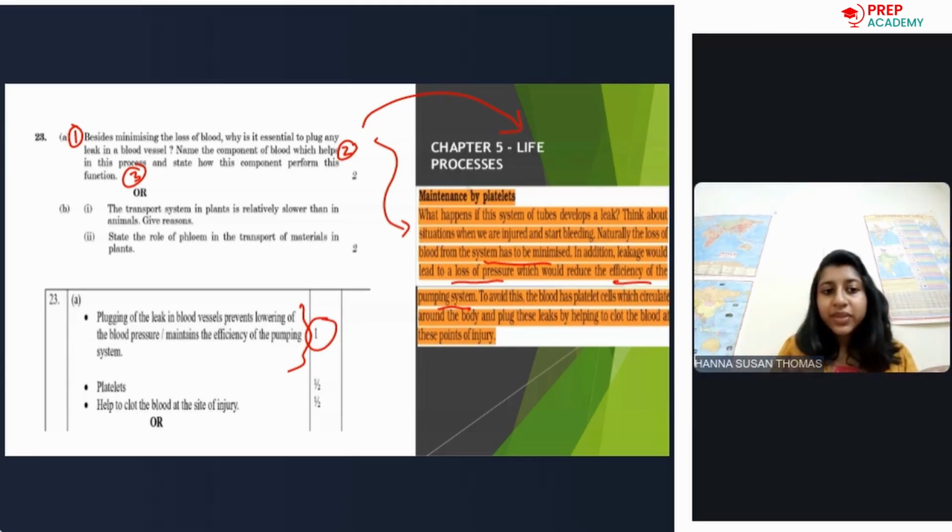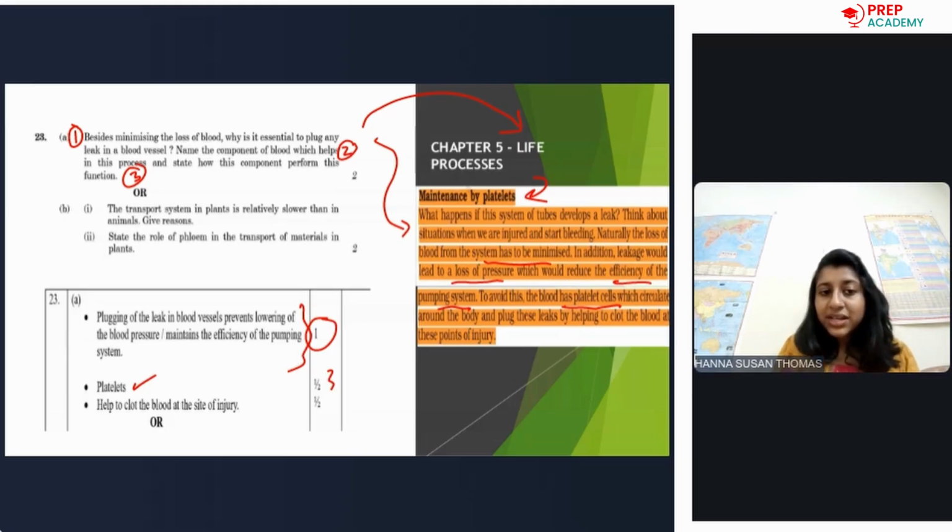Then comes the second part. Name the component of blood which helps in this process. The cells responsible for clotting are platelets, right? To avoid this, blood has platelet cells. So platelets is the answer for the second part. You will get half a mark for answering this.